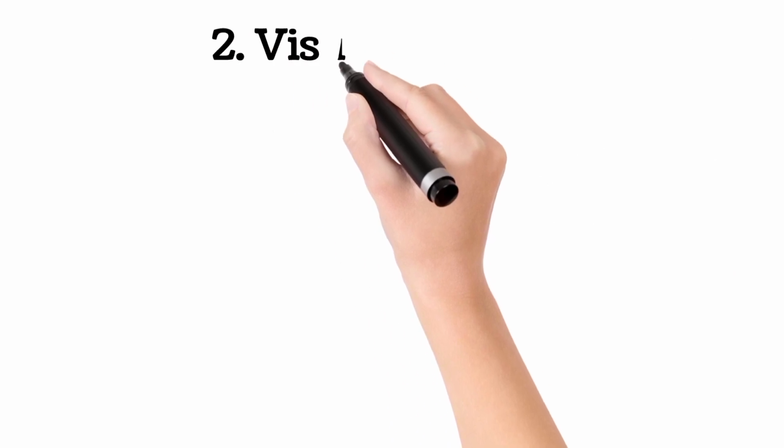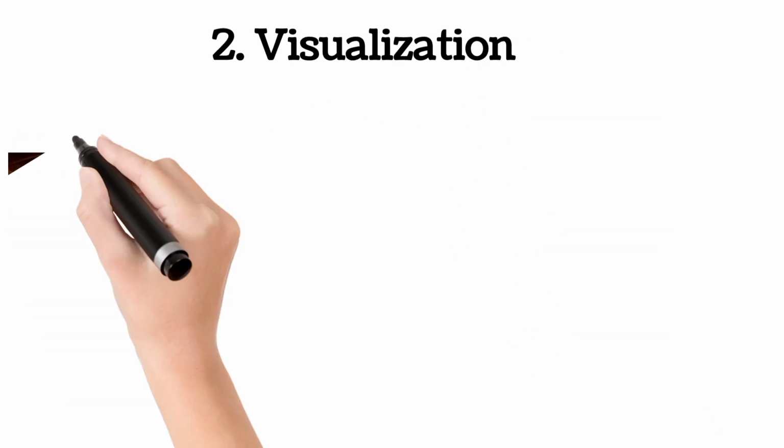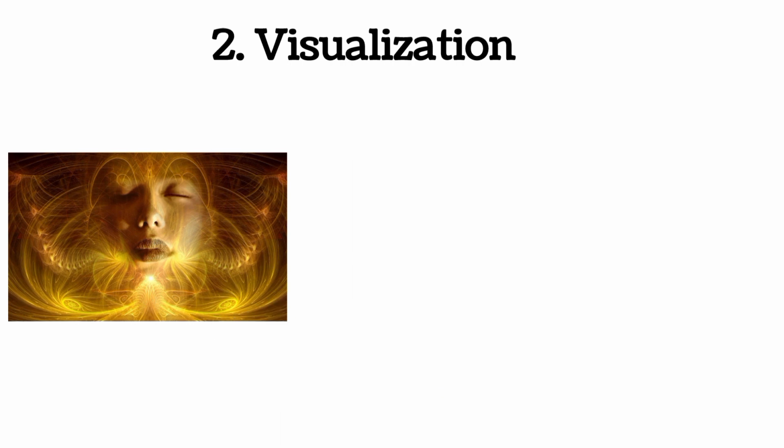Number 2. Visualization. Using visualization techniques, such as guided imagery or creative visualization, can be a helpful way to explore the shadow self and to gain a deeper understanding of your unconscious mind.